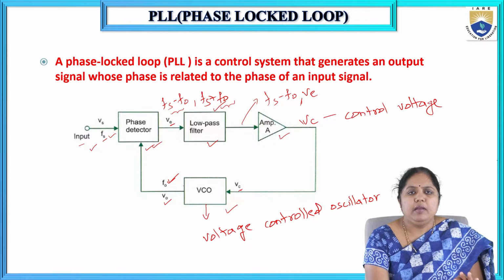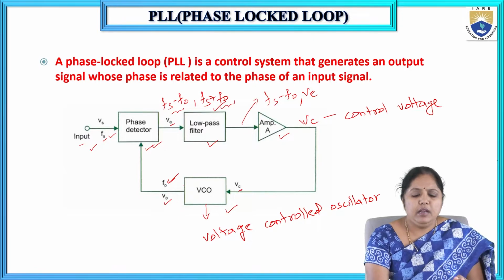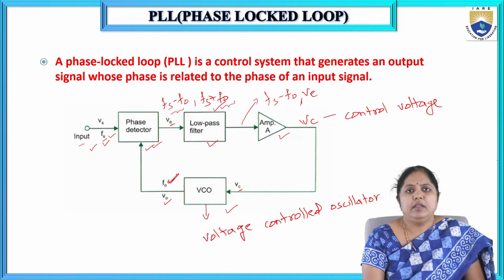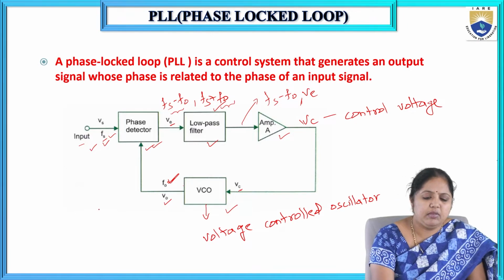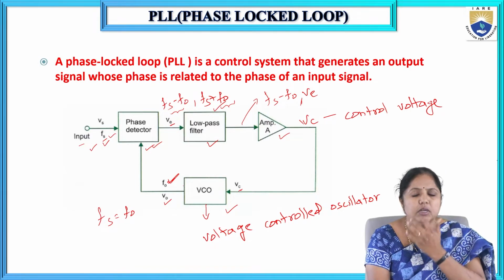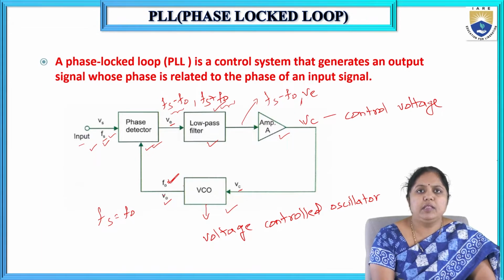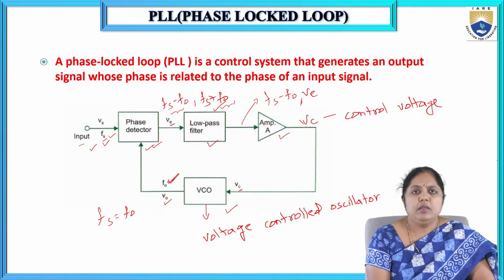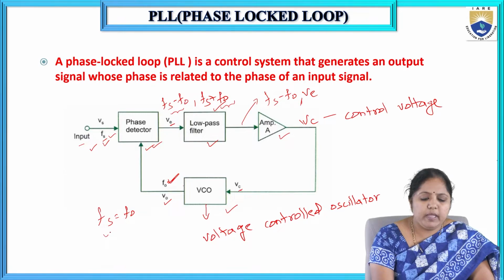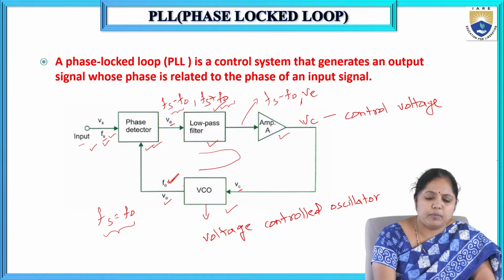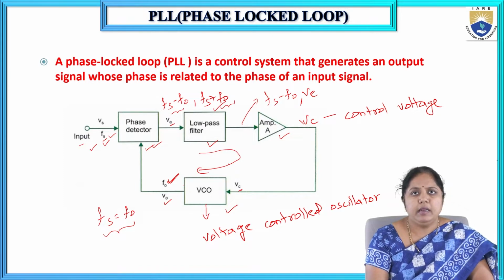Mainly, the frequency will change until the frequency of the input signal matches the F naught frequency. My main aim here is to make Fs equal to F naught. The input signal frequency should match the corresponding VCO output frequency. Until the condition of Fs equal to F naught is reached, this entire feedback loop type of operation will be done here.